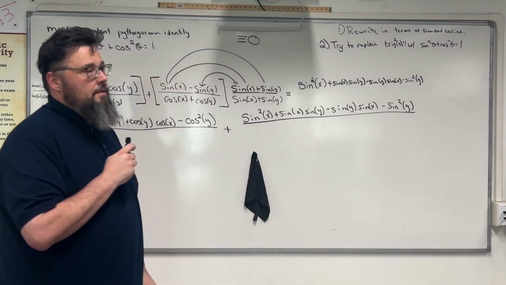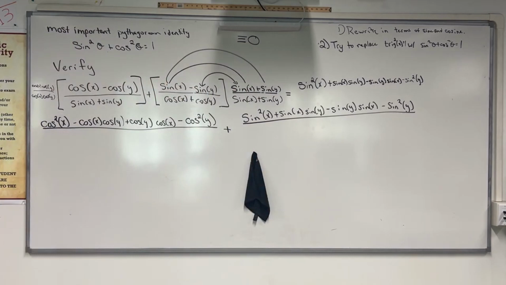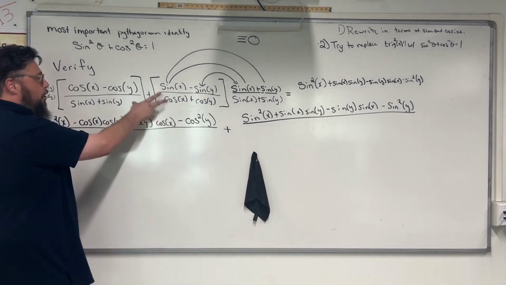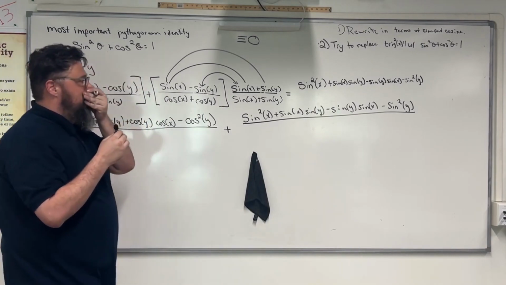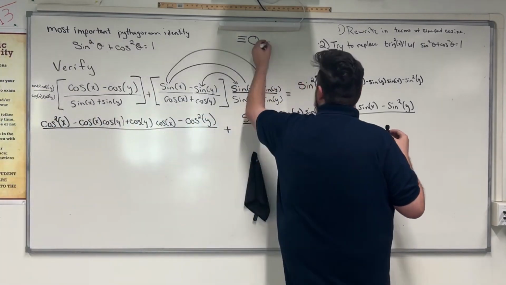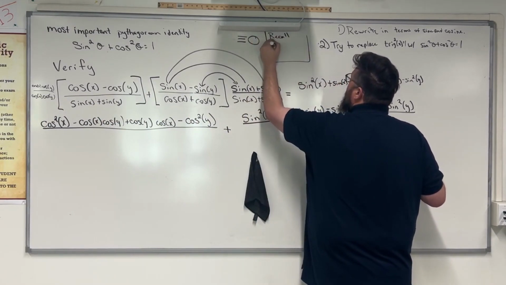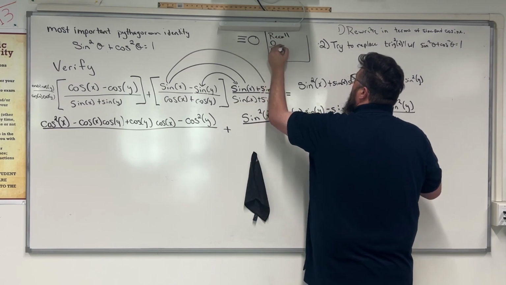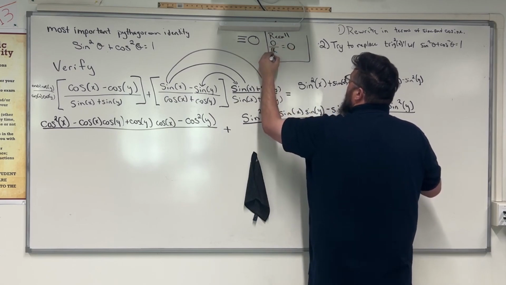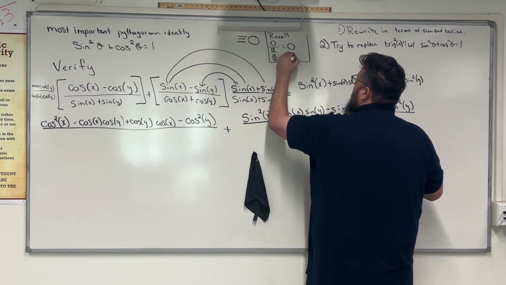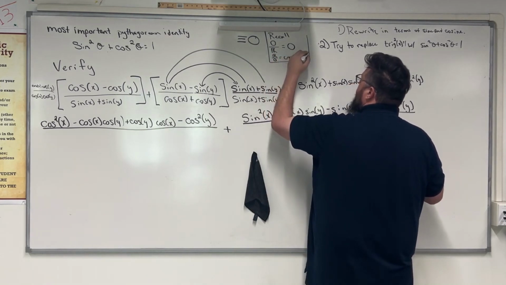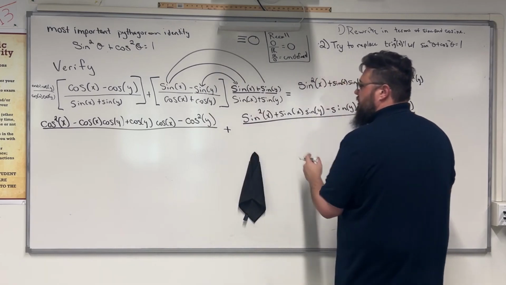Now, I'm going to do all of the work, but I want to point out something. My goal is to show that this is equivalent to 0 when I add these together. The only way I'm going to turn this into a 0 is if my numerator is 0. Remember, 0 divided by any real number is 0, and any real number divided by 0 is undefined. So there's no point in trying to force a 0 in my denominator.